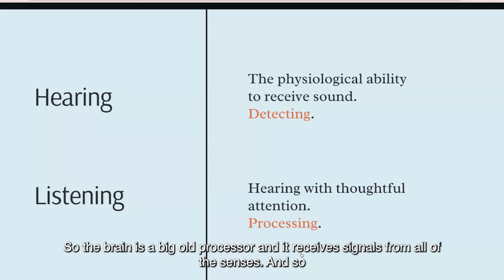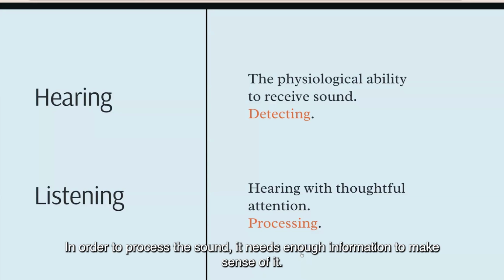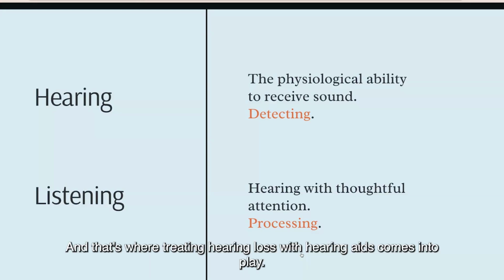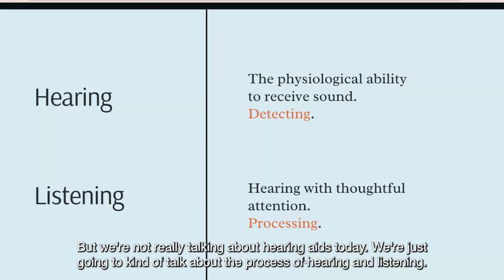And so, in order to process the sound, it needs enough information to make sense of it. So if it doesn't have enough information, let's say because there's a hearing loss, then the brain has to compensate or fill in the blanks. And that's where treating hearing loss with hearing aids comes into play. But we're not really talking about hearing aids today. We're just going to talk about the process of hearing and listening.